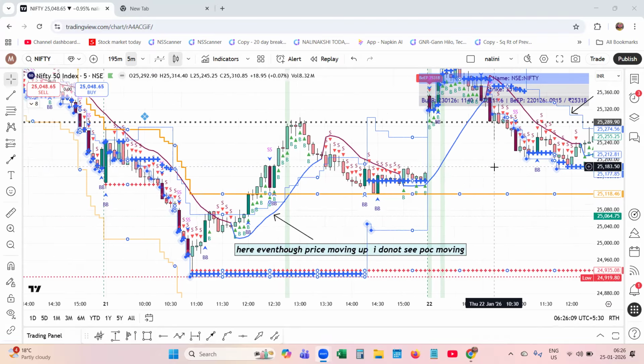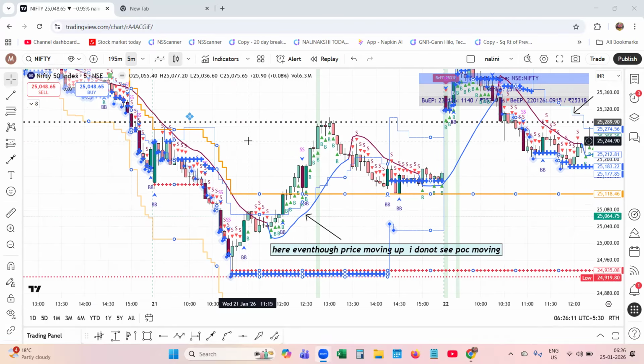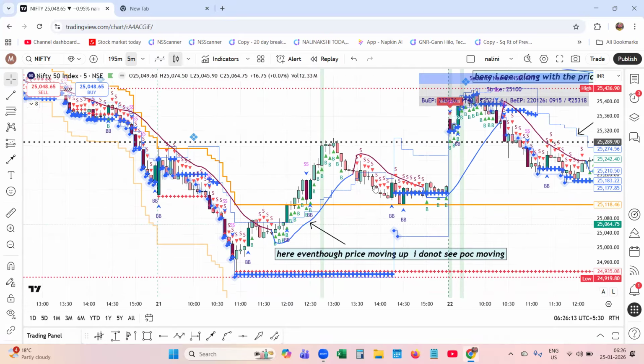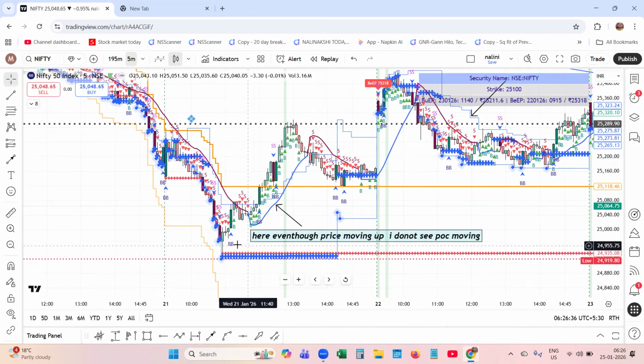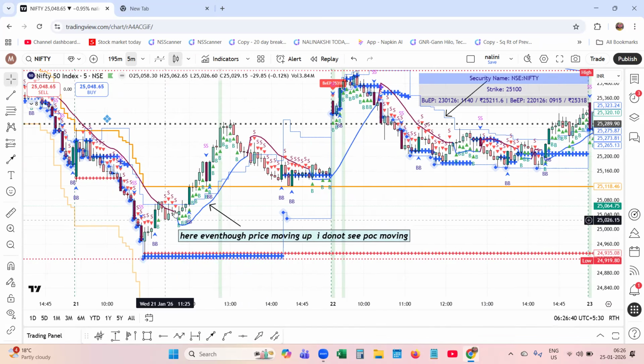Here in this chart, this is the Nifty chart on the 21st. Let me zoom in. You can see over here on the 21st, the market was coming down, right? Around 11 a.m., the market started moving higher. So you need to understand here the point of control was formed at the bottom and the price was moving higher. Do you notice anything?